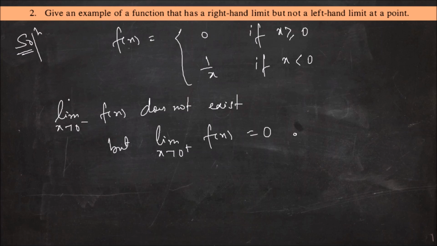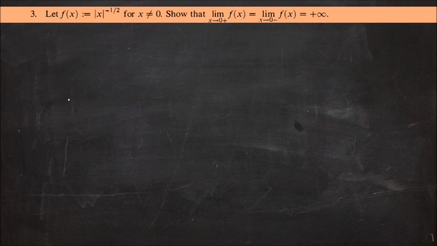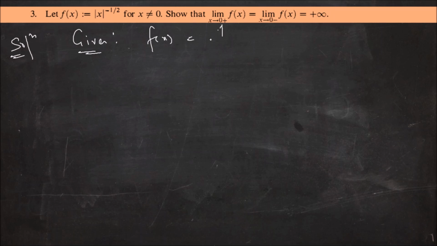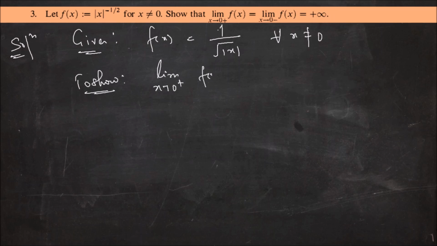Now let us move to question number 3. In question number 3, we are given that f(x) is equal to 1 by root of mod x for all x not equal to 0. We have to show that limit x tends to 0 positive of f(x) is equal to limit x tends to 0 negative of f(x) is equal to plus infinity.